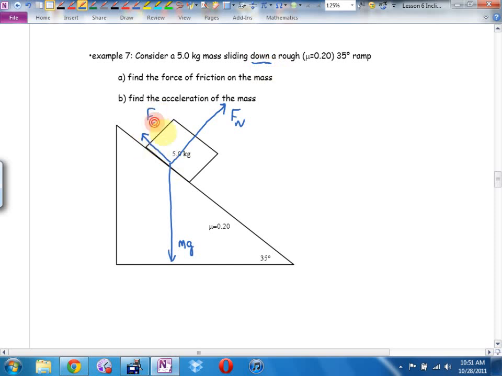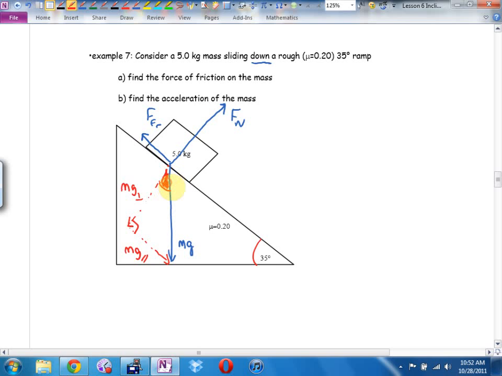Now I'm going to add components. mg perpendicular and mg parallel. Oh, and this angle is the same size as that angle. That's the 35 right here. Look very carefully. Who's winning?